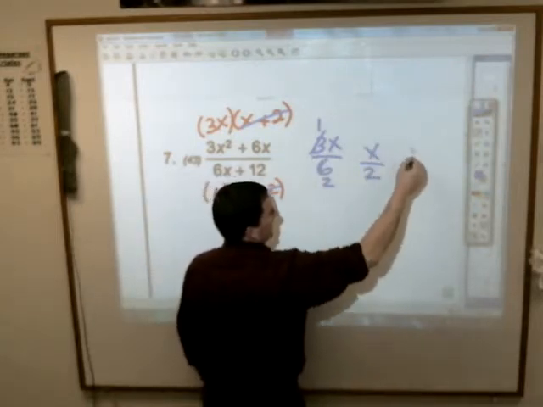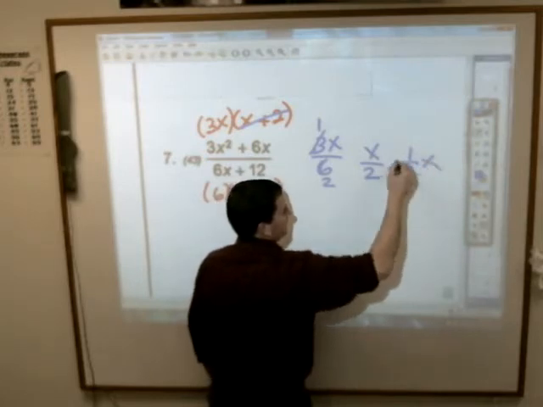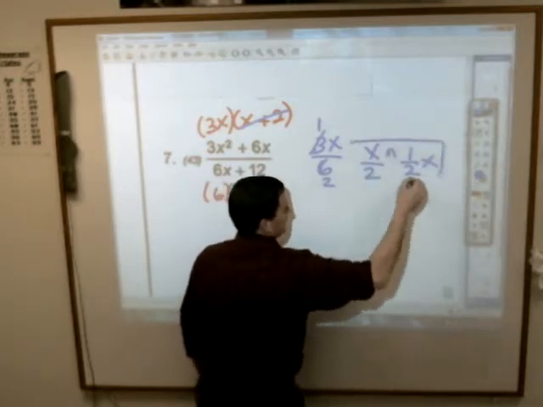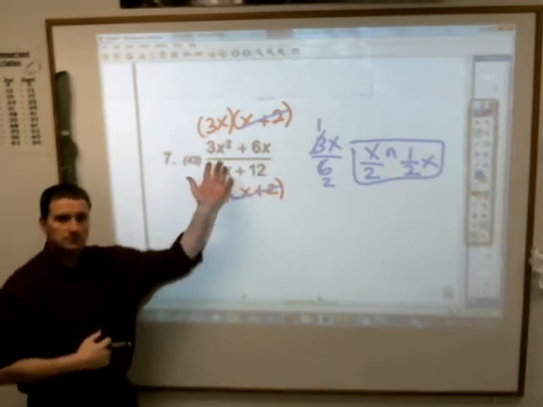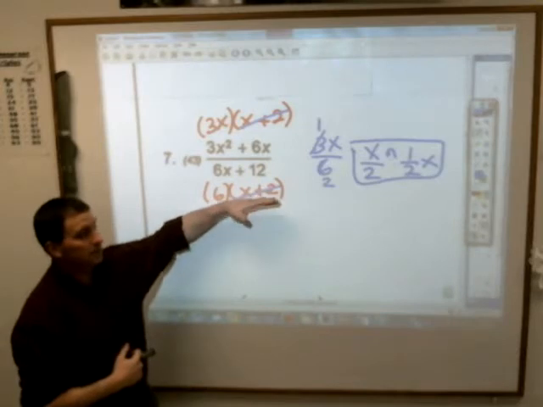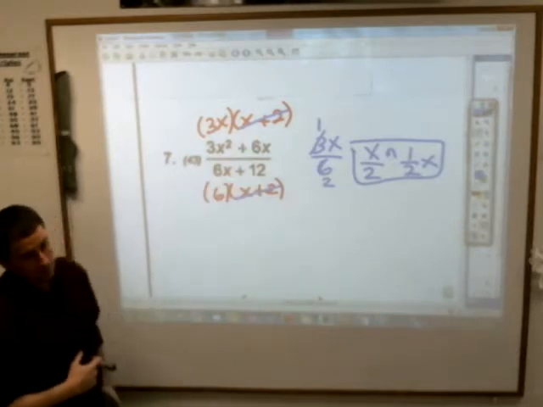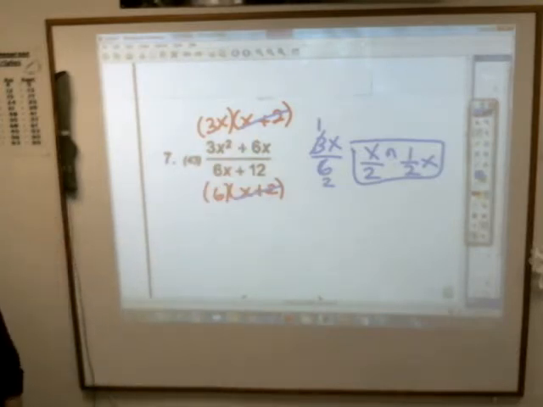Steph said she put 1 half x. That is the same thing. So note to self, factor out what you can. When it becomes multiplication, when they become factors of each other, then you can cross them out. Not until that point. That help?